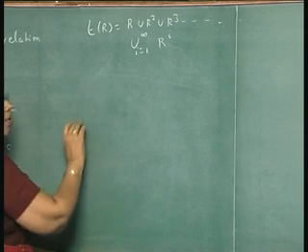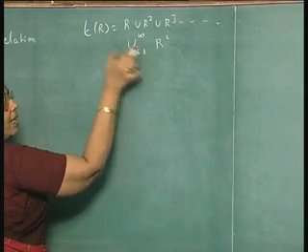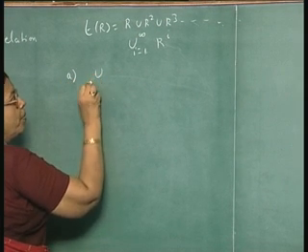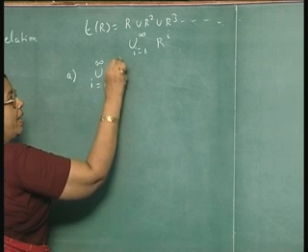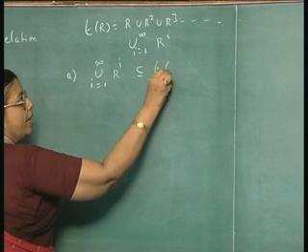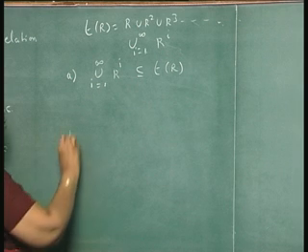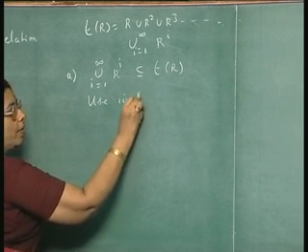Now, we prove it in two parts. First, this is contained in this, and then this is contained in this. So, the first part is we prove that the union over i equal to 1 to infinity of R^i is contained in TR. This is what we have to prove. Now, to prove this part, use induction.